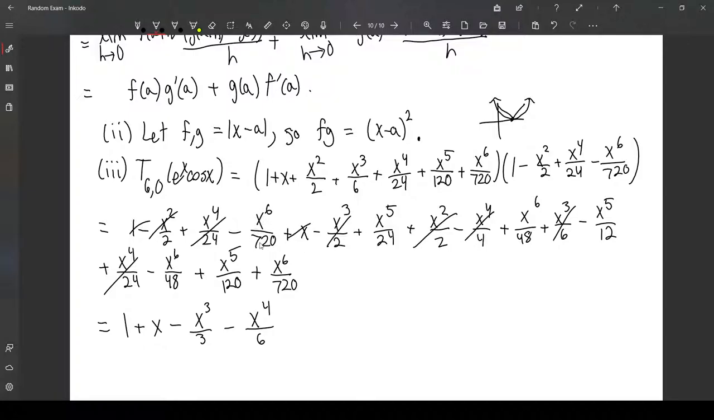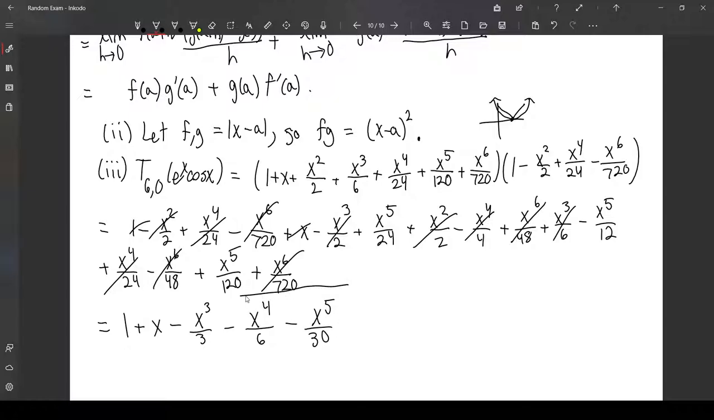Okay, now I think these x to the 6th terms cancel out. And so do these. So there's no x to the 6th term actually. Now x to the 5th, we have plus 24 minus 12, so that's going to be minus 24, and then plus 120, so that's minus 5, so that's minus x to the 5th over 30.